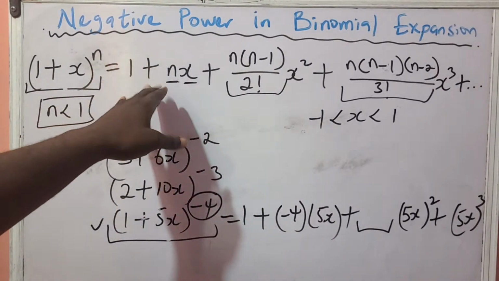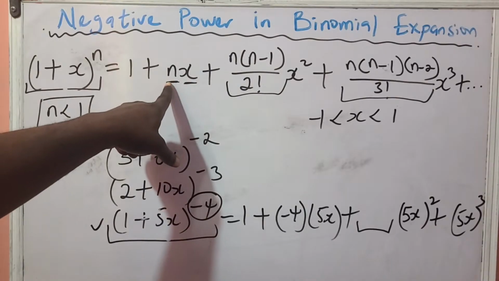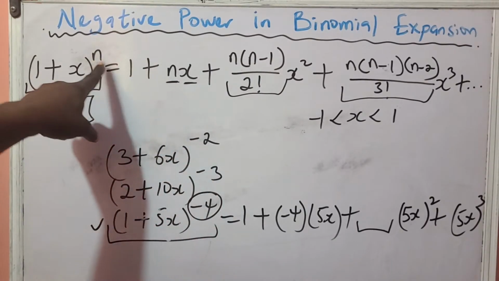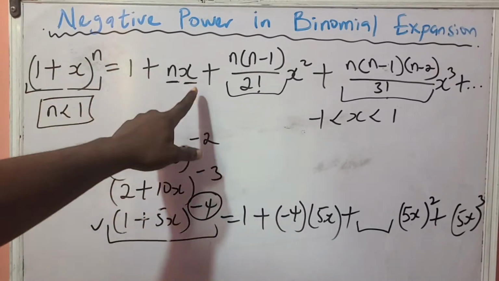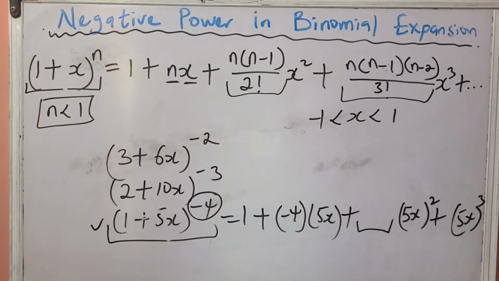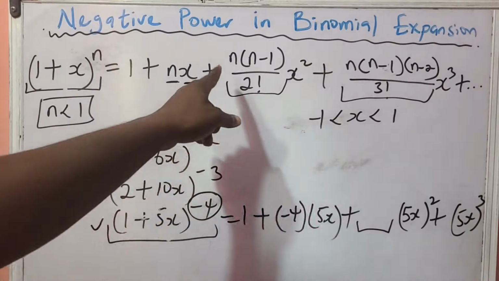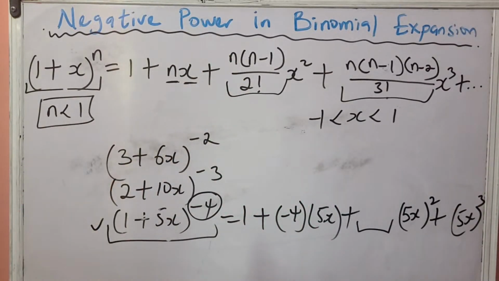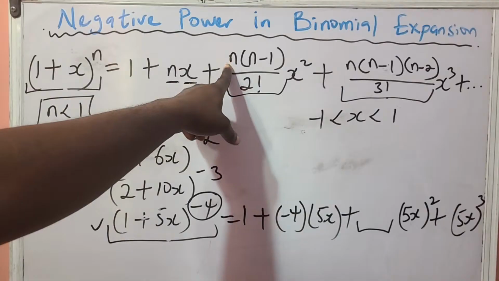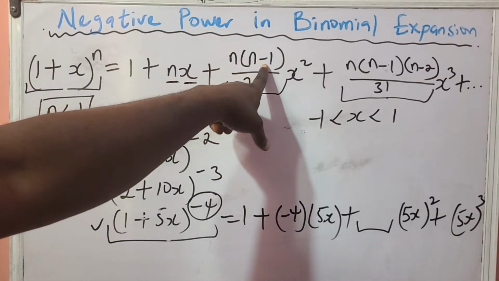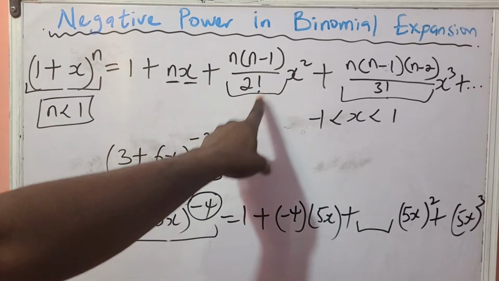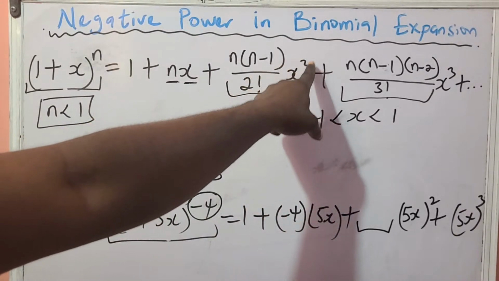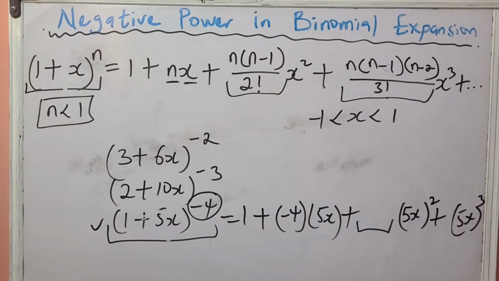Now, all you need to do is to go and find what is your value for n. Don't forget, your n represented the power. That was the negative power. And your x represented the second term in the bracket. That's for the second term. Now, the third term, look at the way the third term went. The third term was n times n minus 1 over 2 factorial times x raised to power 2. Look at that and understand how it went.